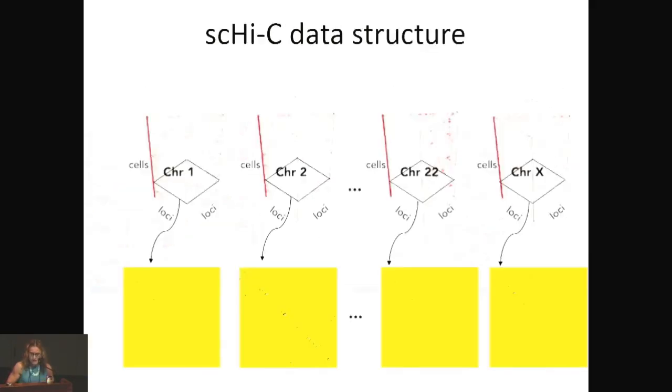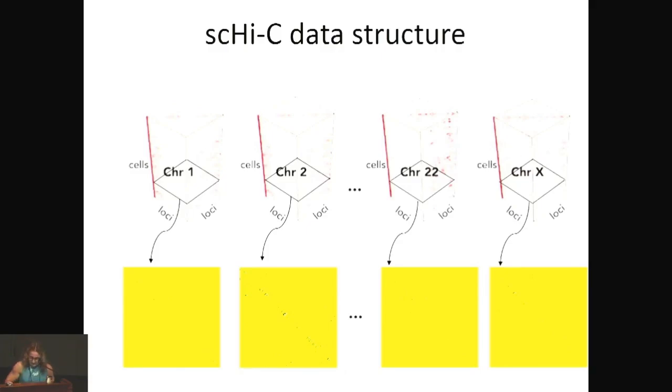So right now, with this technology, we can only reliably capture intrachromosomal interactions. So we don't have the depth to capture interchromosomal interactions. That means that for a given chromosome, we can stack up these contact matrices and then obtain this three-dimensional tensor structure. So this is like extending the typical cells by genes matrix to a slightly more complicated data structure.